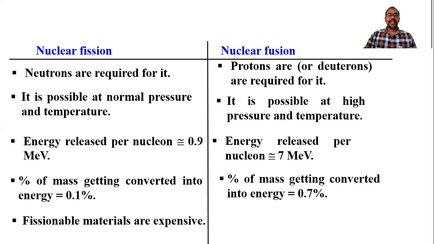Nuclear fission occurs in the case of uranium, which is very expensive, so fissionable materials are expensive. In nuclear fusion, hydrogen combines to form helium and larger energy is released; this fusion material is cheap. So this is the distinction between nuclear fission and fusion. One more point you can add: in nuclear fission, a heavier nucleus splits into two lighter ones, and in fusion, two lighter nuclei combine to form a heavier nucleus.